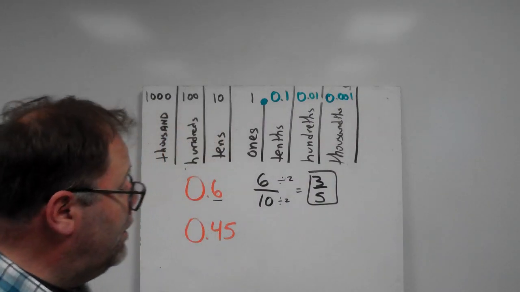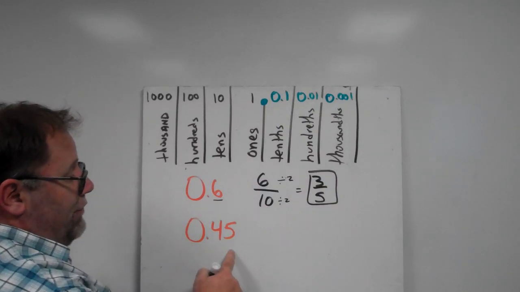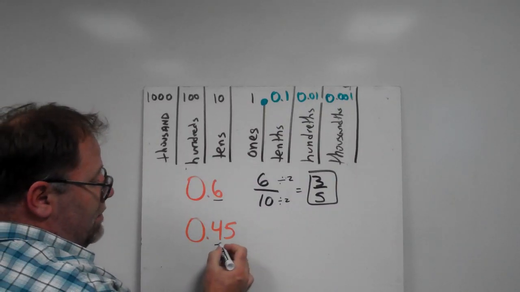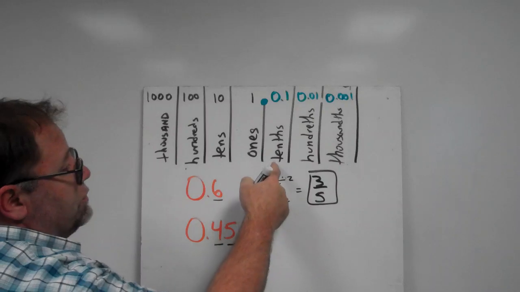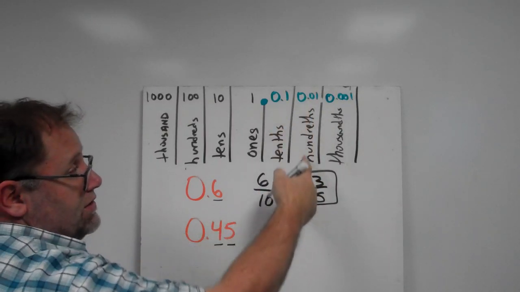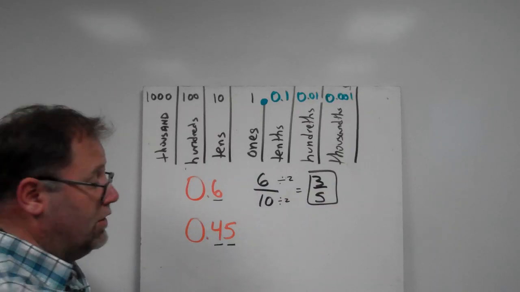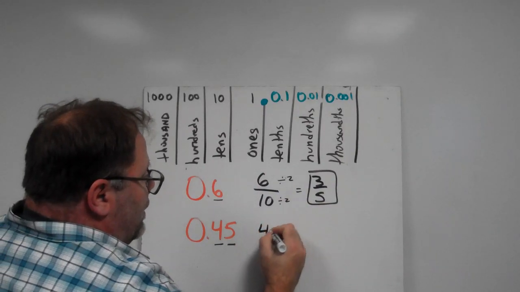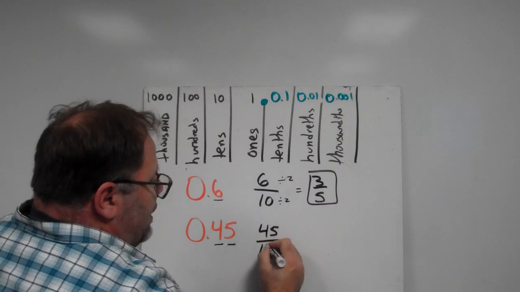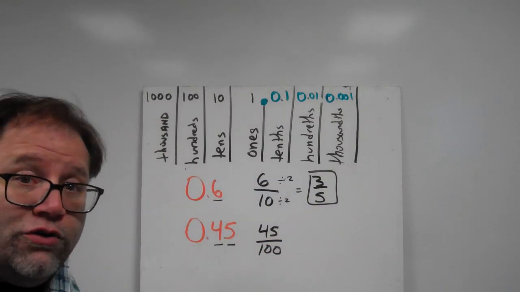Let's do one more. I've got 0.45. I'm going 2 places this time. So I'm going to check it here. Here's 1 place, 2 places. Hundredths, 0.01. That matches here, 0.45. So then I'm going to write that as 45 with the denominator 100, 45 hundredths.